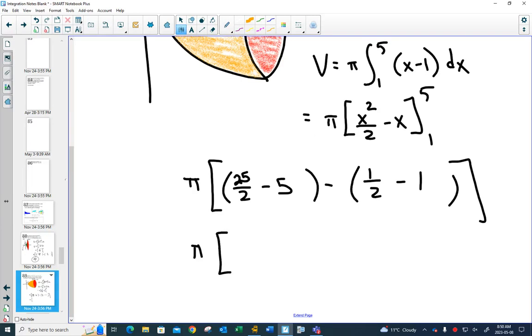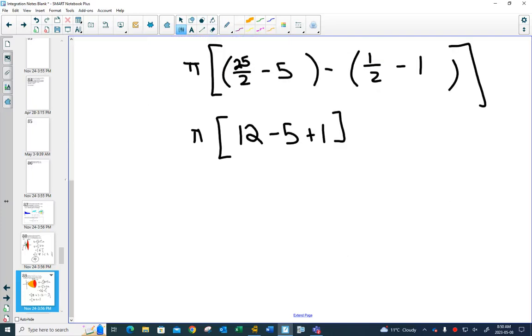If I do a little bit of the math here, 25 over 2 minus 1 over 2 will be 24 over 2, which is 12. I'll still have the minus 5, but then I have a plus 1. And its volume is 8 pi. Are you okay with the 12, that I put the 25 over 2 and the 1 minus 1 over 2 together to get 24 over 2? Then I was dealing only in whole numbers, which I thought, oh, that's kind of nice.